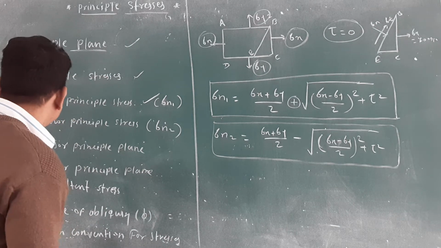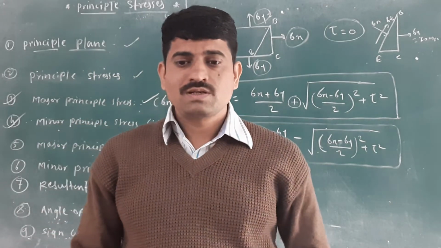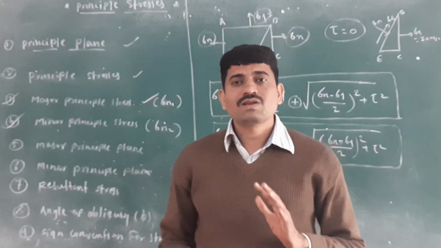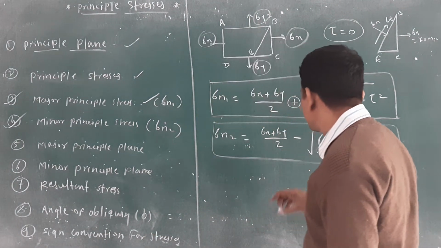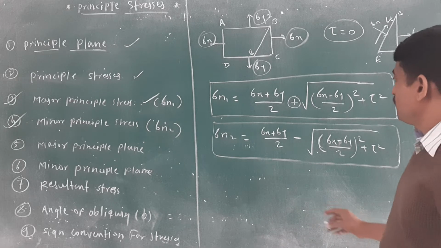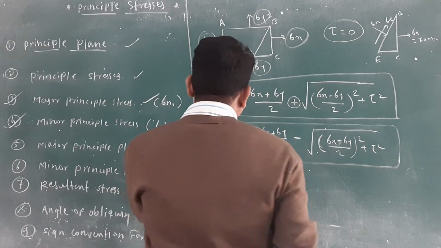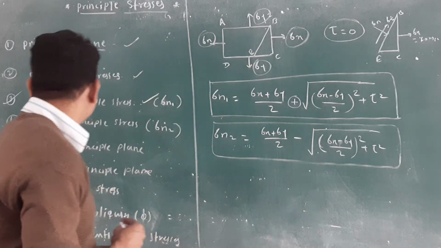All of you getting the major principal stress and minor principal stress? It is the minimum value of the normal stress acting on the principal plane, which is known as the minor principal stress.